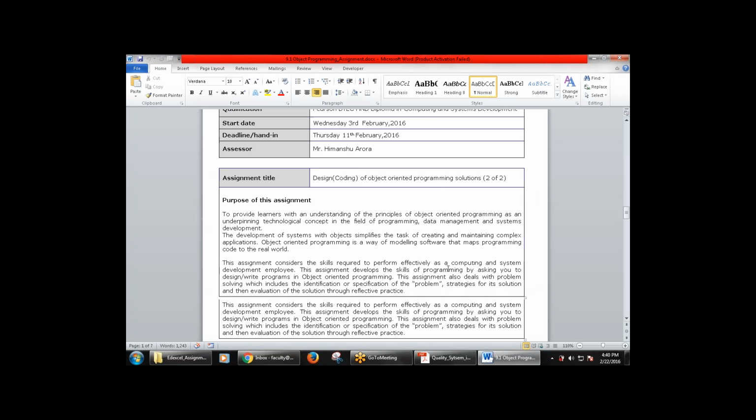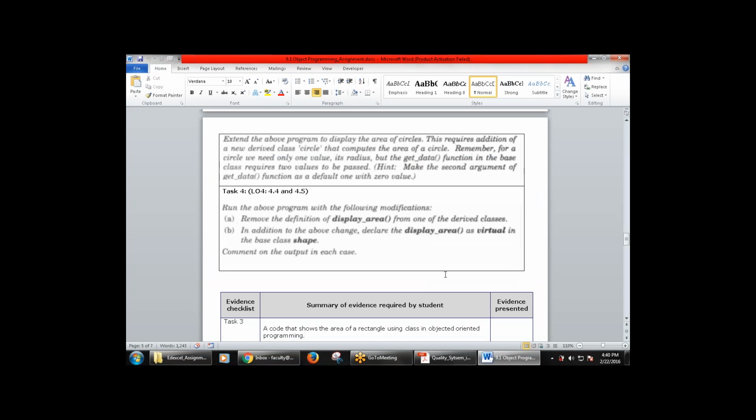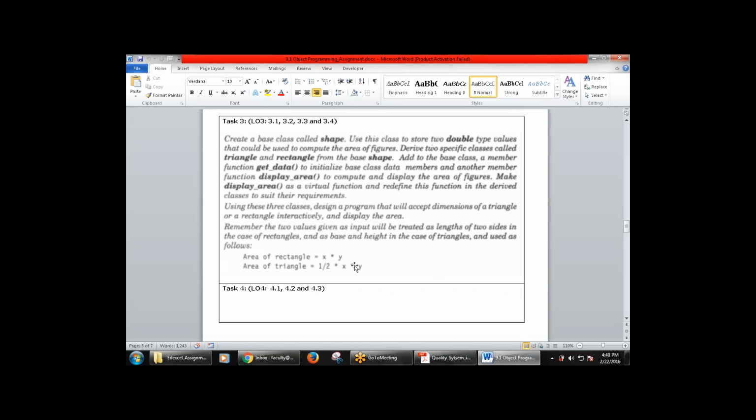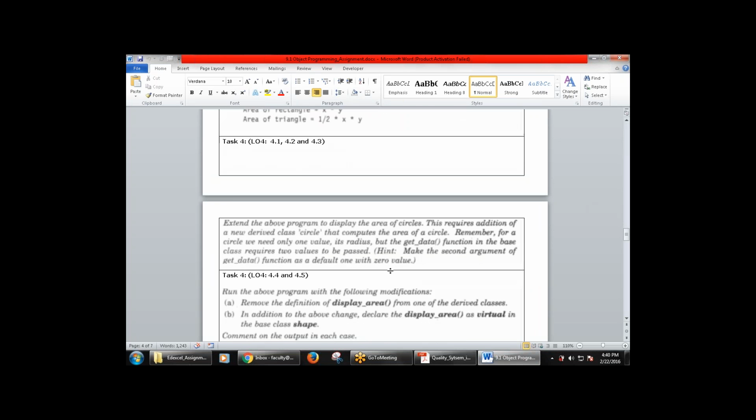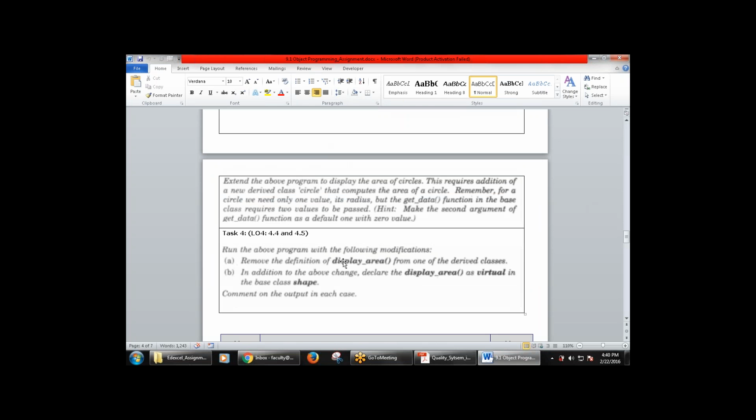Before the second task of putting the area of a circle. This is the second part. This is the fourth part. Yes, the extend. Extend the above program to display the area of a circle. Okay.